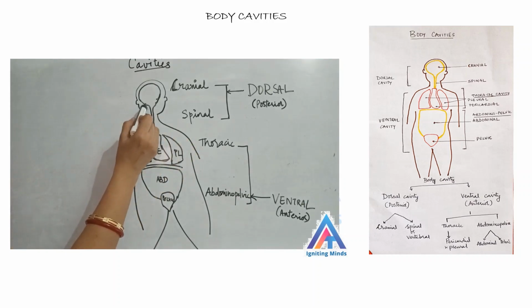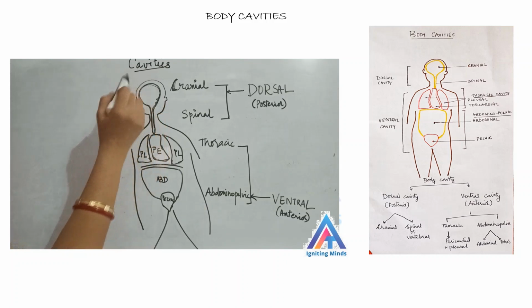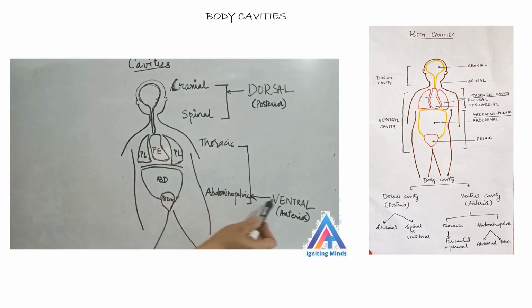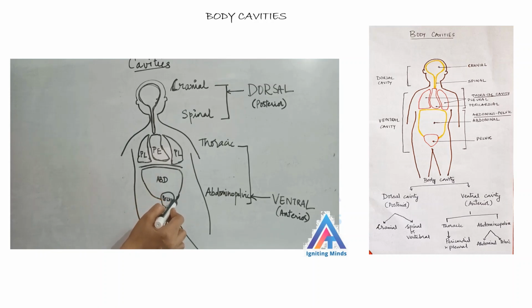Just as the brain and spinal cord make up a continuous structure, the cranial and the spinal cavities are also continuous. Anterior or the ventral cavity is further subdivided into the thoracic cavity and the abdominopelvic cavity. The thoracic cavity is enclosed within the rib cage and contains the lungs and the heart. The diaphragm forms the floor of the thoracic cavity and separates it from the abdominopelvic cavity. The abdominopelvic cavity is the largest cavity in the body. The abdominal cavity houses the digestive organs, while the pelvic cavity houses the organs of reproduction and excretion.